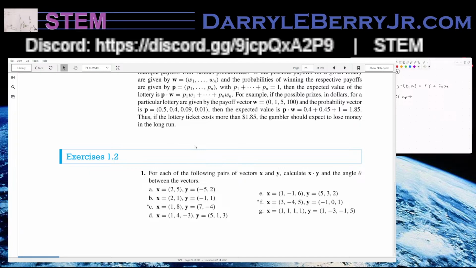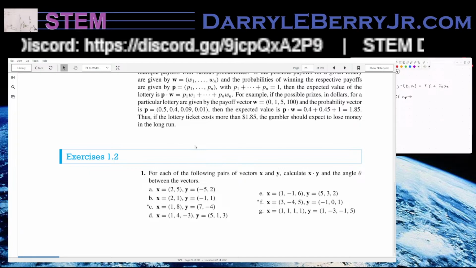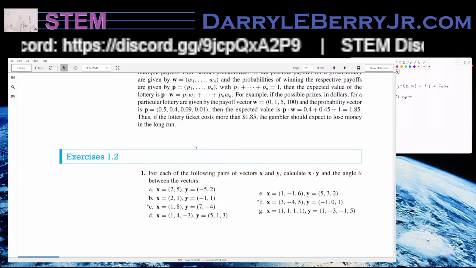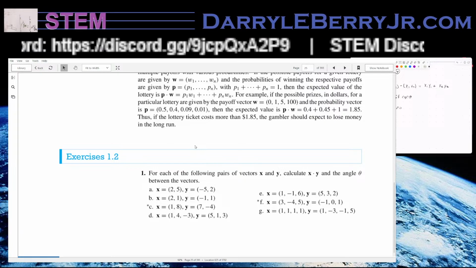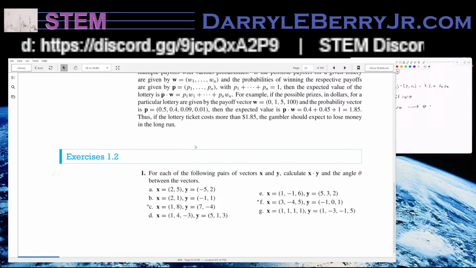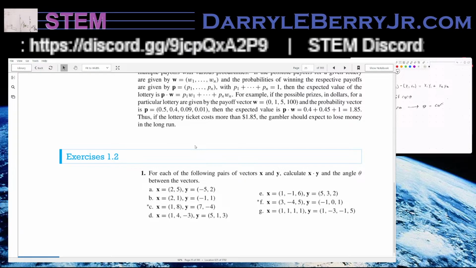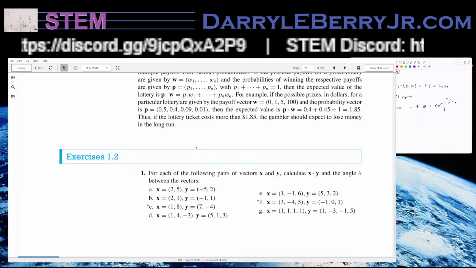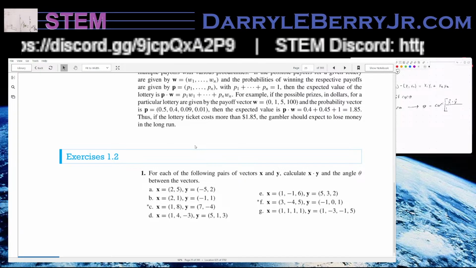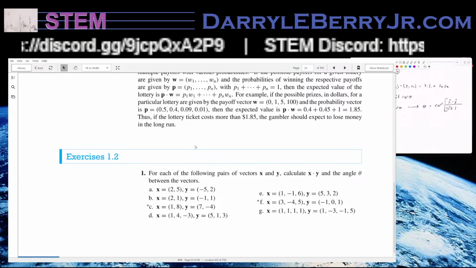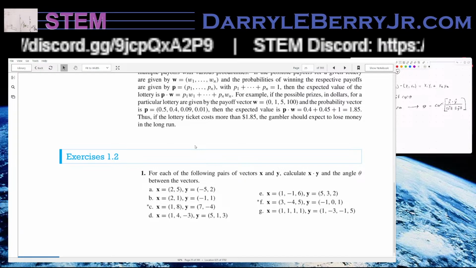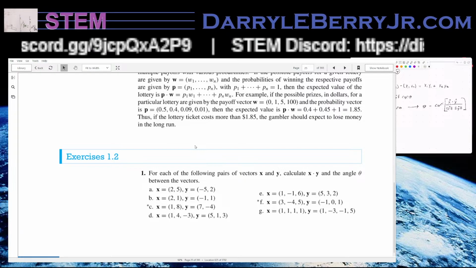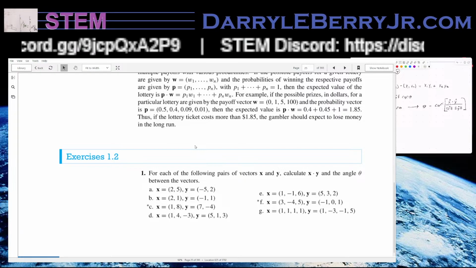So we can say that x dot y divided by the magnitude of x and the magnitude of y equals cosine of theta. So that means theta equals cosine inverse of x dot y over the magnitude of x and the magnitude of y. All right? So that's that. And so this should be easy enough to figure everything out.